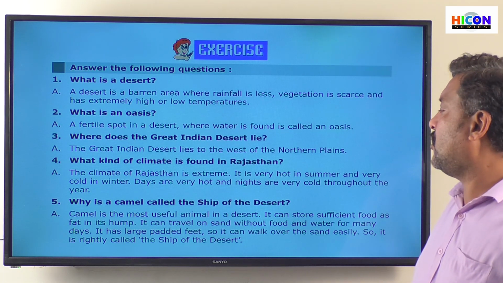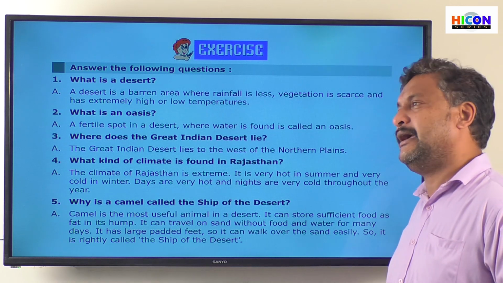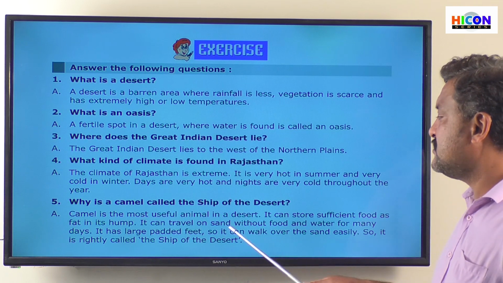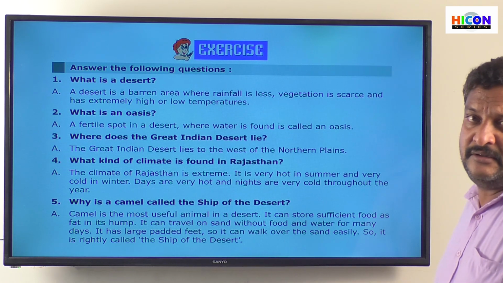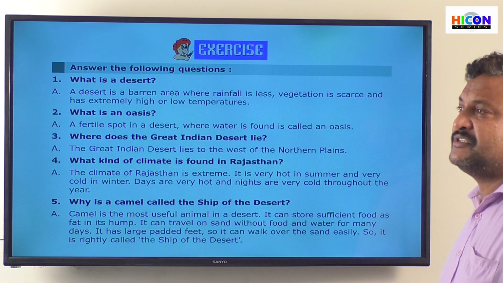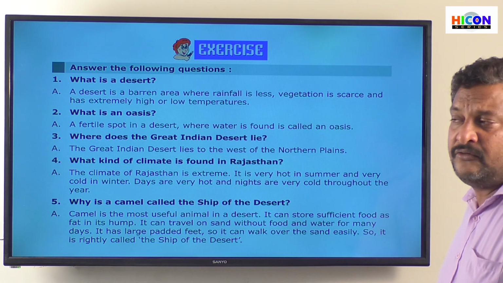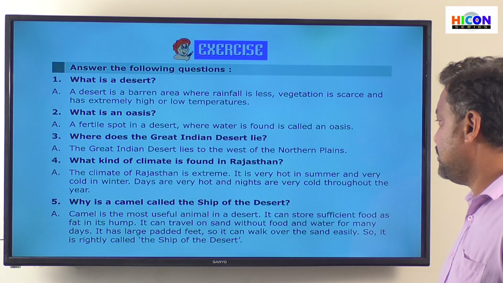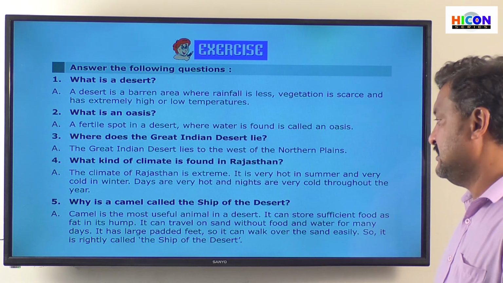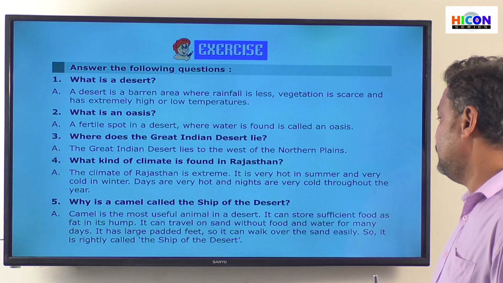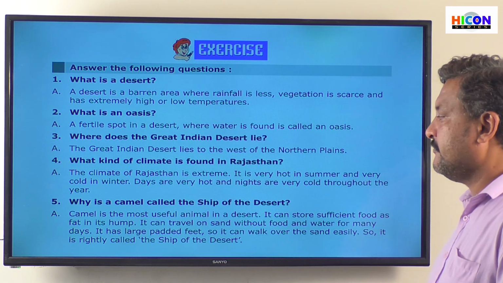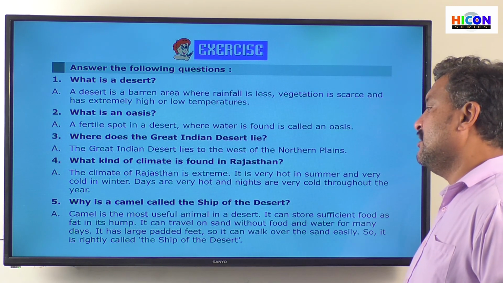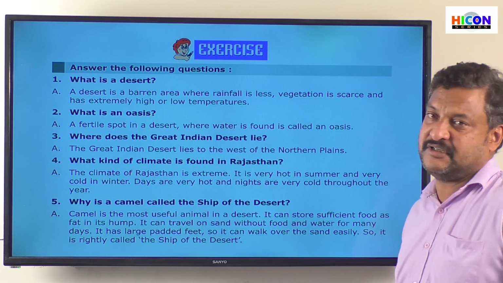Why is a camel called the ship of the desert? Camel is the most useful animal in the desert. It's true, there are no other animals which can match the ability of a camel to cope with the desert. It can store sufficient food as fat in its hump. It can travel on sand without food and water for many days. It has large padded feet so it can walk over the sand easily. So it is rightly called the ship of the desert.